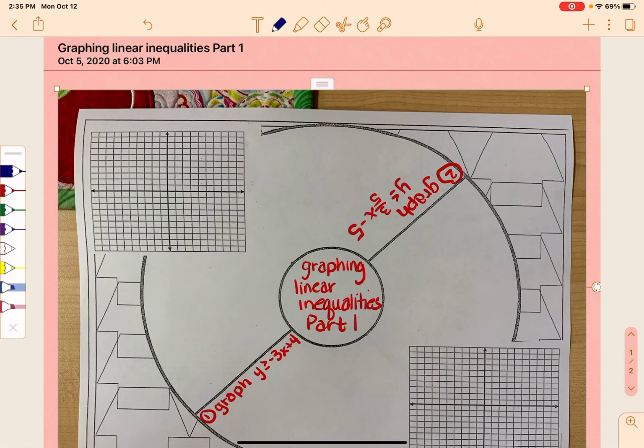Hi guys, today we're going to start talking about graphing linear inequalities. I'm going to call this part one because there's kind of two pieces to this. But I want you to notice before we start that I am writing on one of the graphing organizers that I gave you. Doesn't matter what color it is as long as it has the graphs on there.